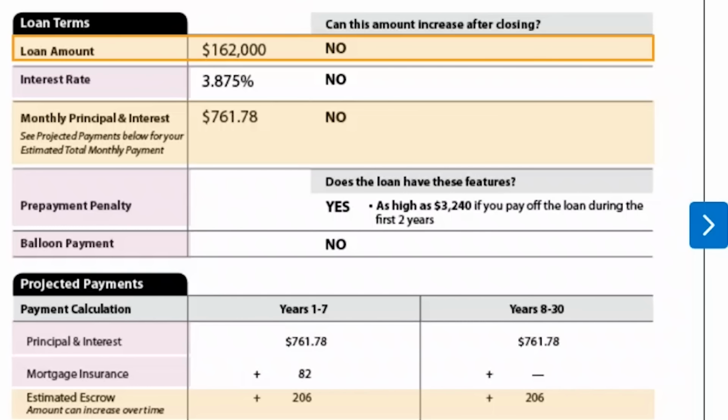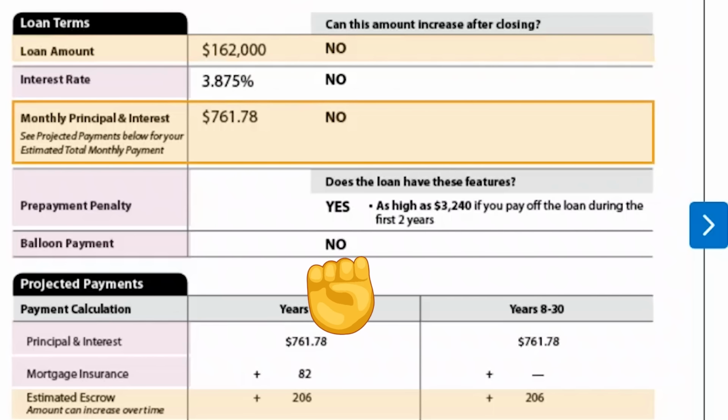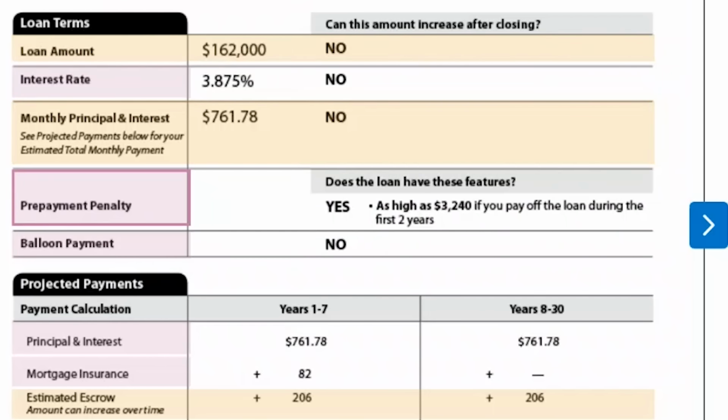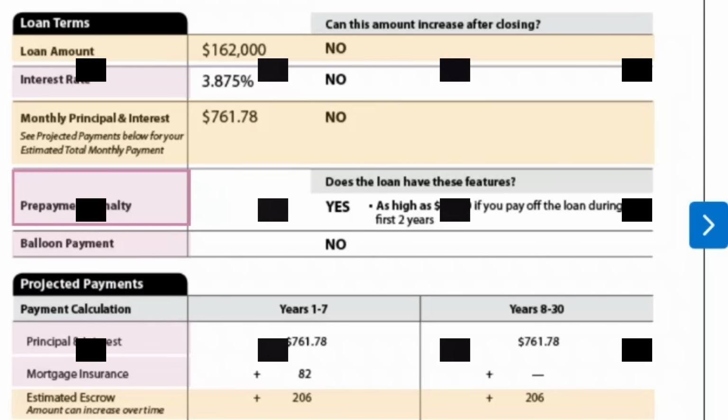So if you go down, just as it looks, you've got loan amount, interest rate, monthly principal and interest. It also will let you know if there's a prepayment penalty. I'll be honest with you, I haven't seen one of those in 10 years, but in this example, it does show that there's a prepayment penalty and it spells it out for you. It does not look like there's a balloon payment, which again, I haven't seen those in years.